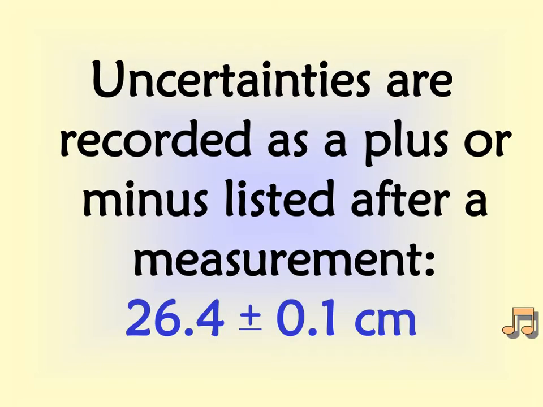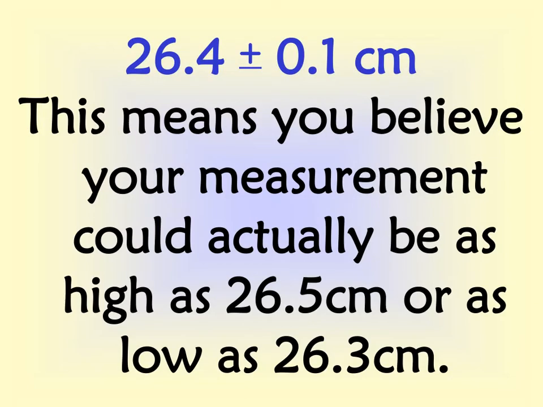When we record uncertainties, we list the measurement, in this case 26.4 centimeters, and then we say plus or minus the amount that we're uncertain. So 26.4 plus or minus 0.1 centimeters would be the length of something. We think it's 26.4 centimeters long, but it might be 26.5 or it might be 26.3. That's why we assign an uncertainty of plus or minus 0.1. And as you can see, that's what this slide tells us here.